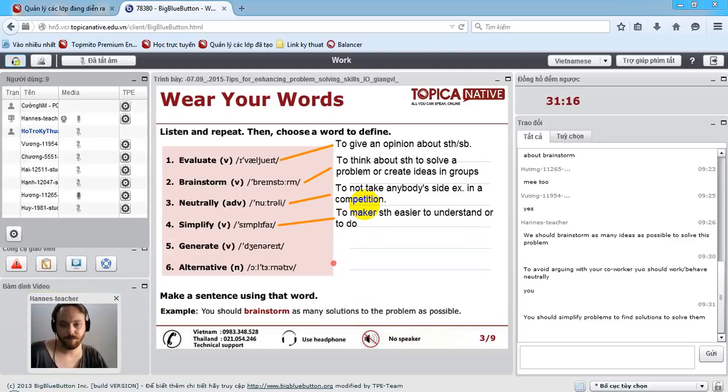Okay. I think alternative means more than one way for something. For example, one way to do something. Yes. To do something like more than one, for example, choice. Maybe you have an alternative. Yes. Excellent.